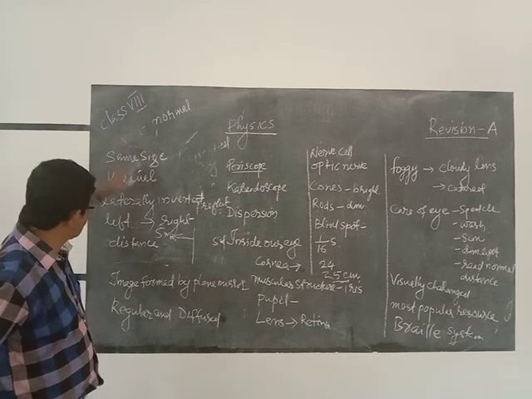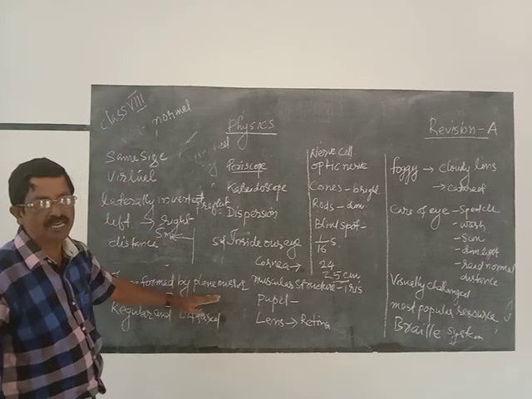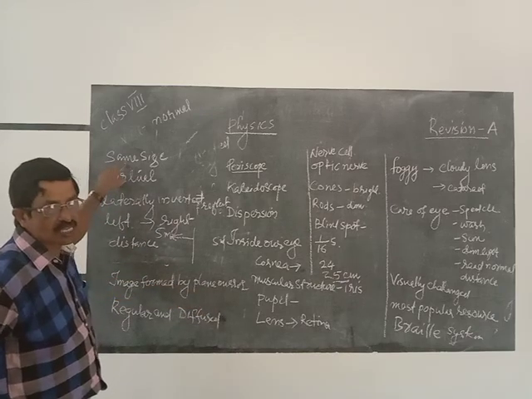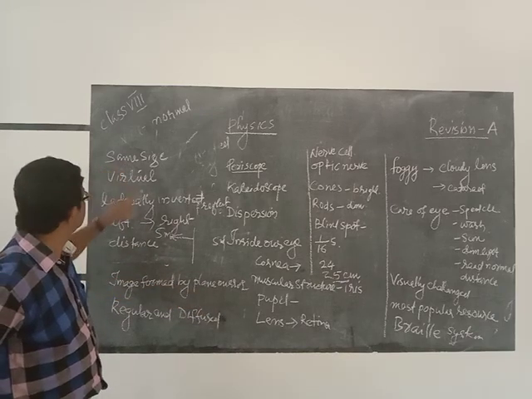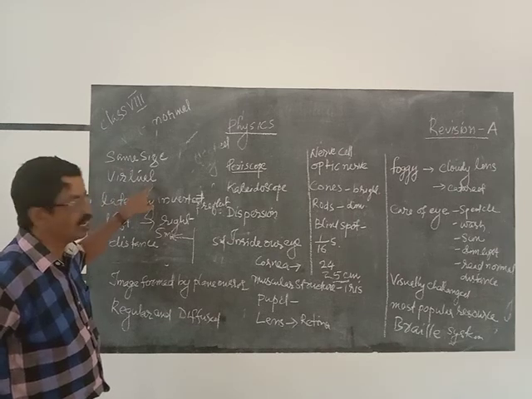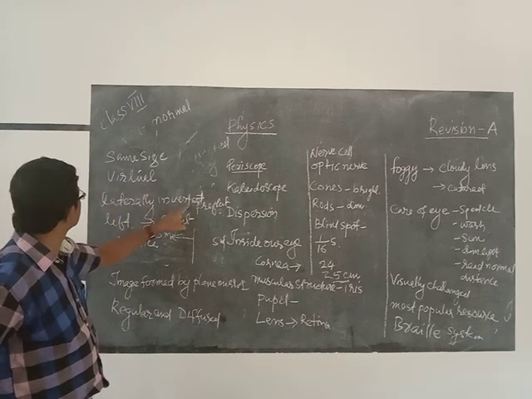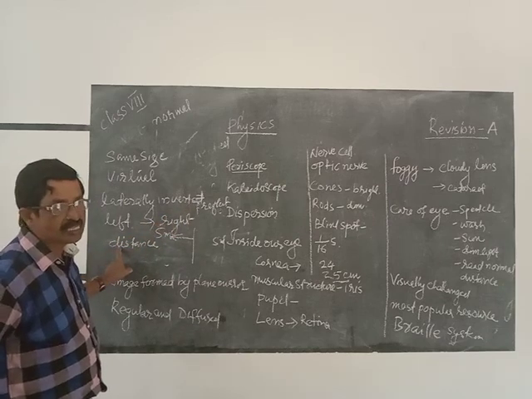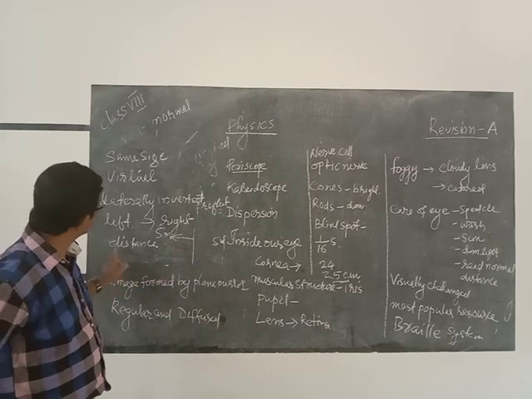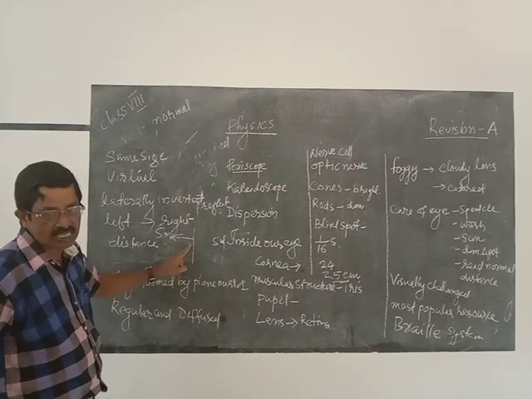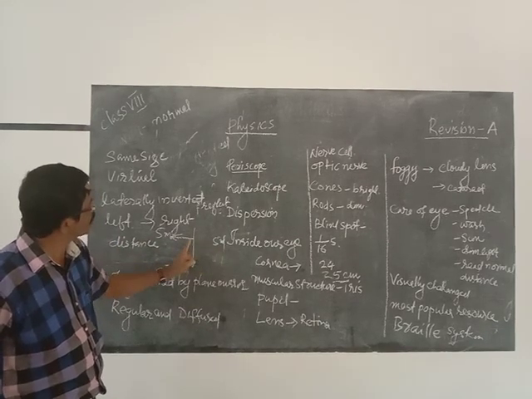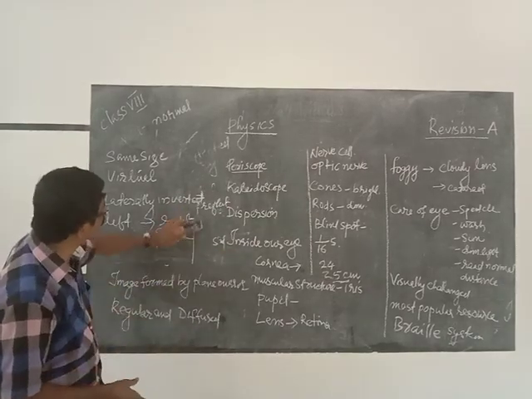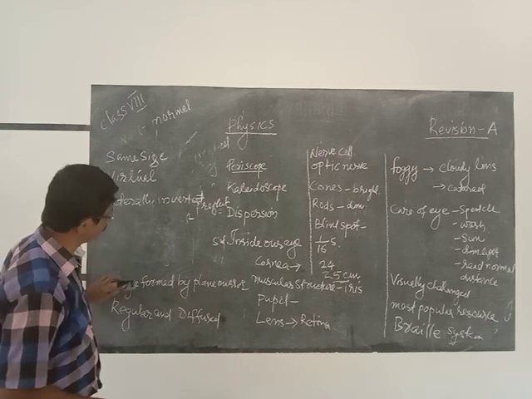These are the properties of the image formed by a plane mirror. The image is the same size as the object. The image is virtual. It is laterally inverted. The distance from the object to the mirror is equal to the distance from the mirror to the image.